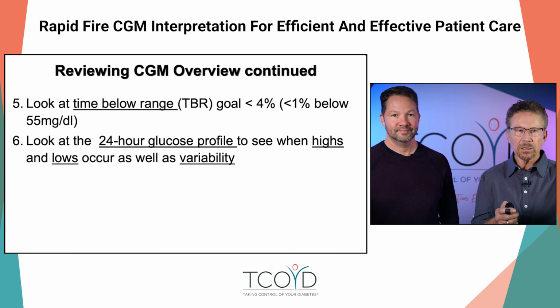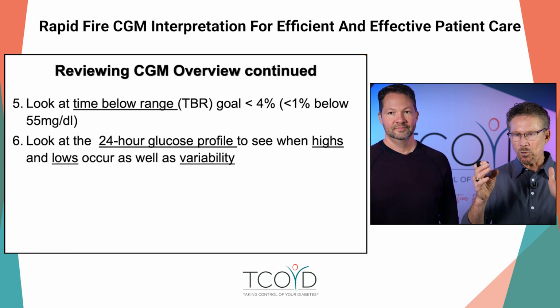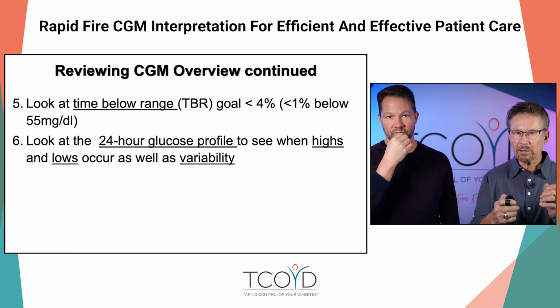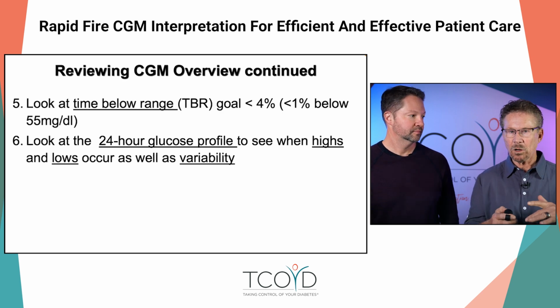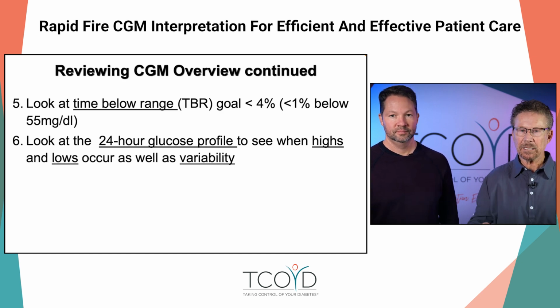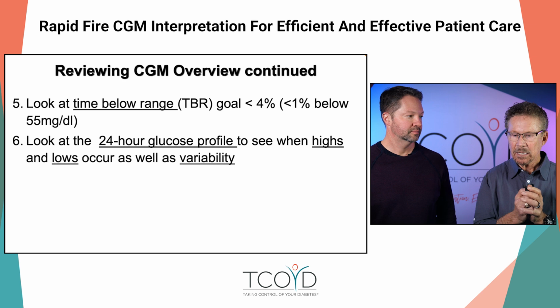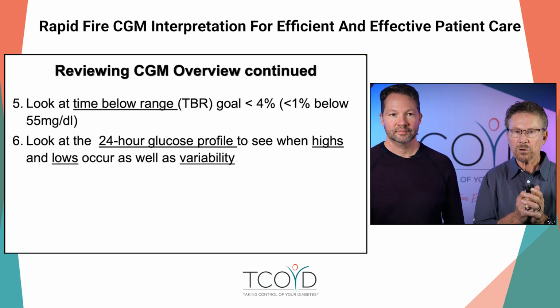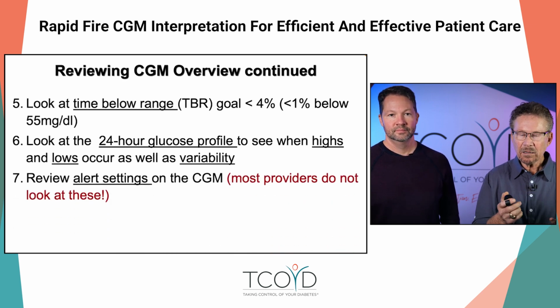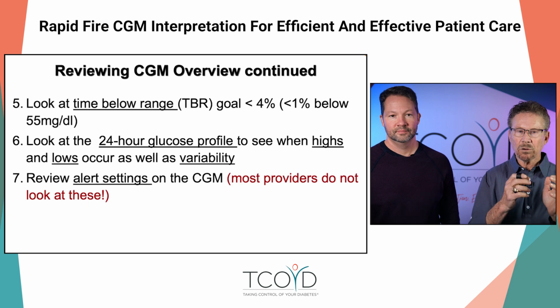Once you do this, you're going to see how fast you can say, okay, this is the biggest problem. Then we look at the 24-hour glucose profile. You'll see plenty of those. And I like to look at when they're the highest, when they're the lowest, and when the variability is the highest, because that tells you what areas to focus in on. And then you can review their alert settings.